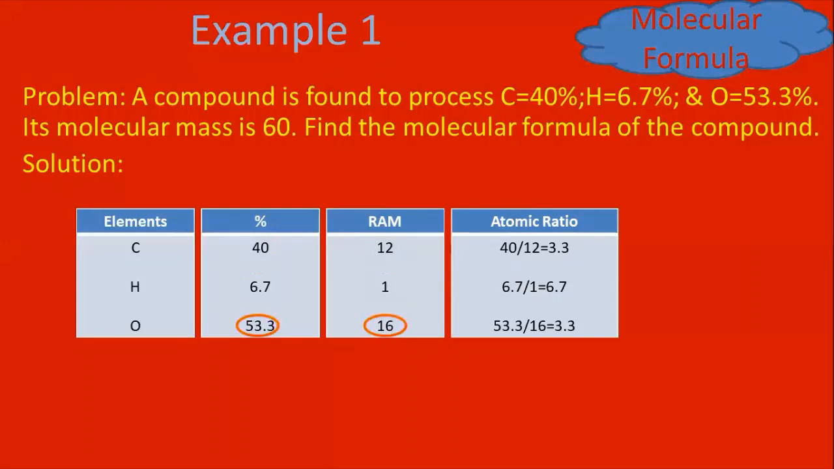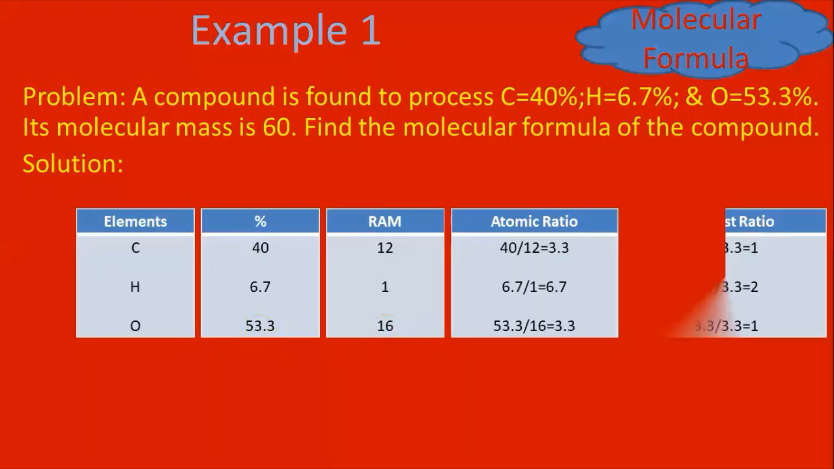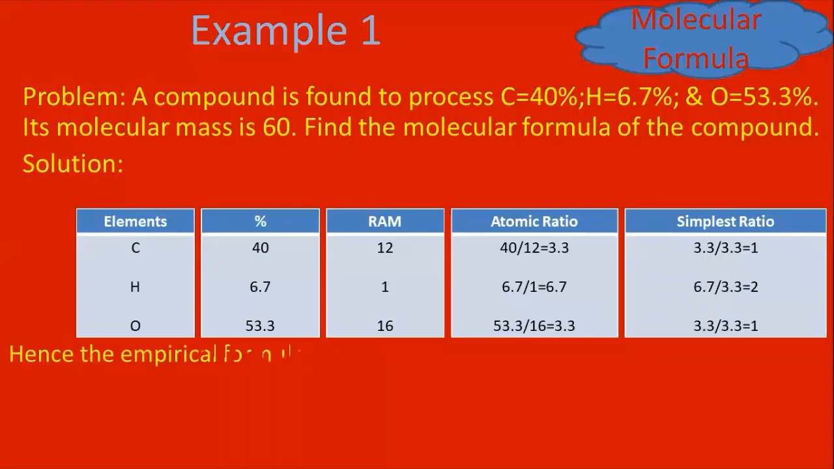Now the final step for the empirical formula is we have to select the smallest quotient among these three, 3.3, 6.7 and 3.3. What is the smallest quotient? It is 3.3. Divide all the quotients by 3.3. So 3.3 divided by 3.3 is equal to 1, 6.7 divided by 3.3 is equal to 2, and 3.3 divided by 3.3 is equal to 1. Now we can obtain the empirical formula, that is C1H2O1 or CH2O.